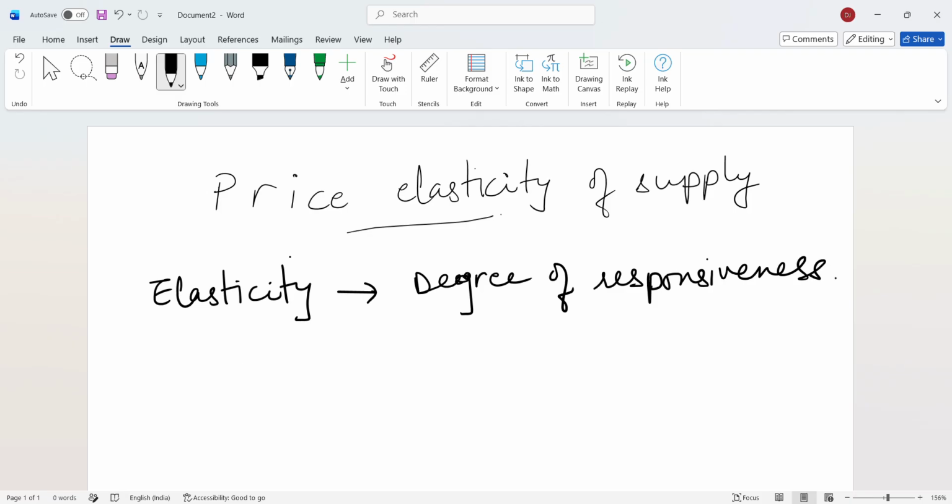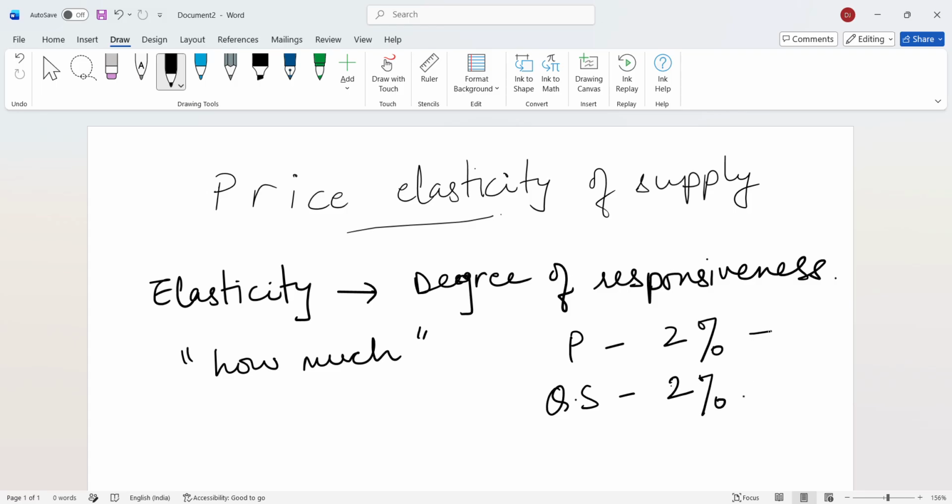Right. So it basically means by how much. Now, in price elasticity of supply, it basically means by how much the supply changes with a given change in price. So if, let's say, price changes by 2%, then by how much the supply changes, that's what price elasticity of supply gives us. So if quantity supplied changes by, let's say, 2% when there's a 2% change in price, then we get a certain elasticity, to which I'll be coming.